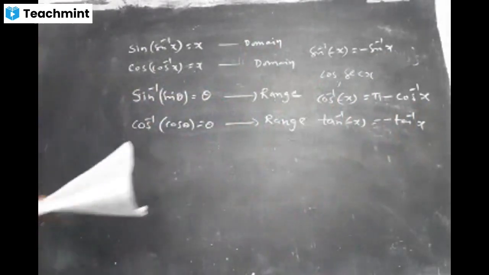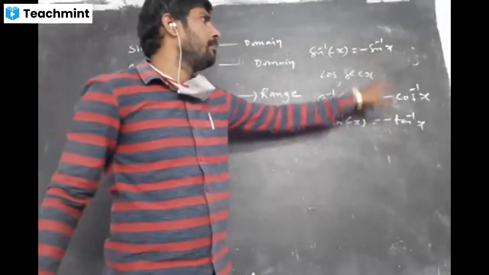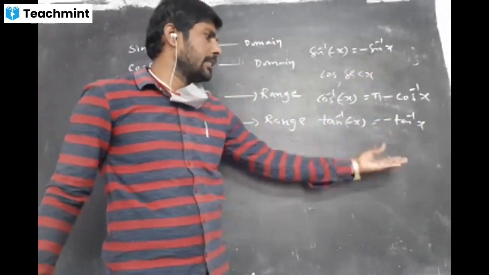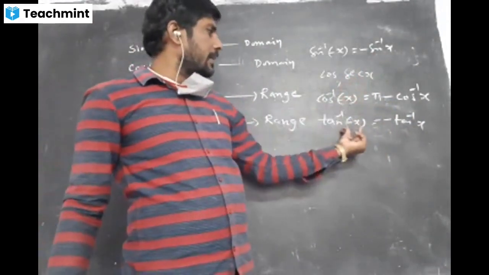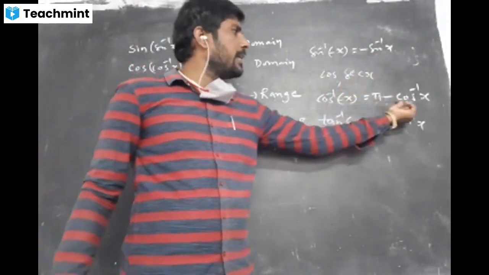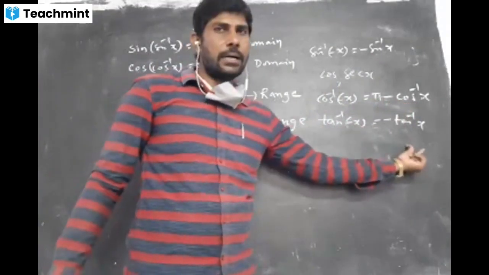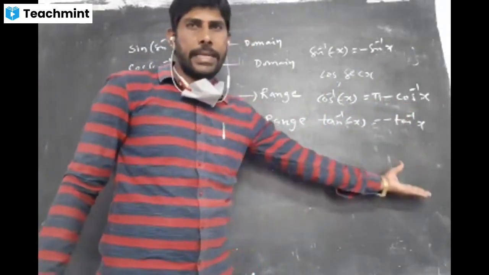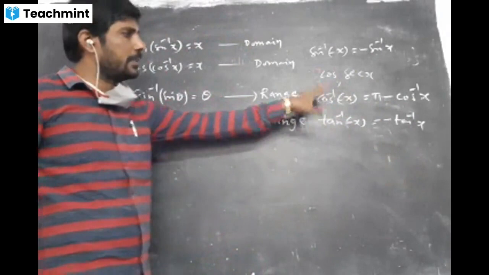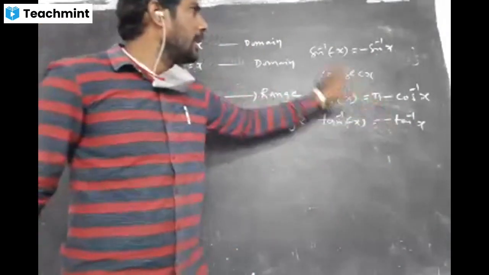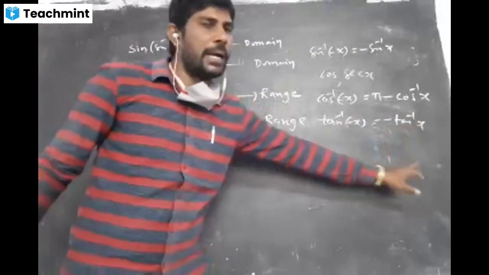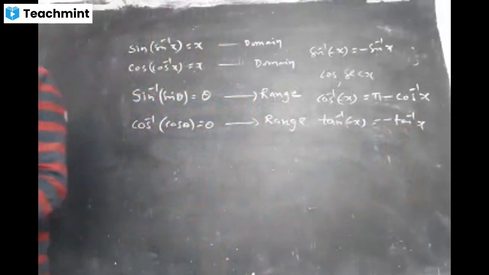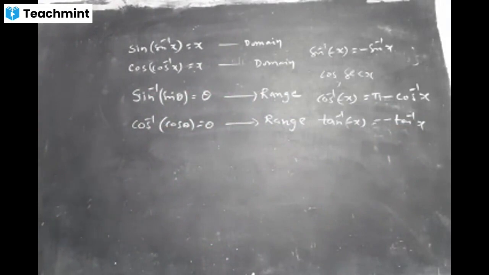So sine, tan, cosec are of this type: minus sine inverse x, minus tan inverse x, minus cosec inverse x. Cos, sec, cot give pi minus cos inverse x, pi minus cot inverse x, pi minus sec inverse x. These three functions are pi minus, and these three functions are minus sine inverse x, minus tan inverse x, minus cosec inverse x. So these formulas depend on range and domain.